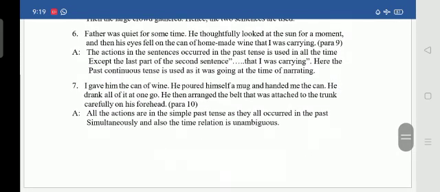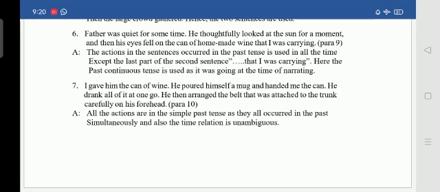See the sixth. Father was quiet for some time. He thoughtfully looked at the sun for a moment, and then his eyes fell on the can of homemade wine that I was carrying. It is in para 9. So what you have to write is: the past tense is used in all the actions in the sentence except the last part of the second sentence, that I was carrying. Here the past continuous tense is used as it was going on at the time of narrating.